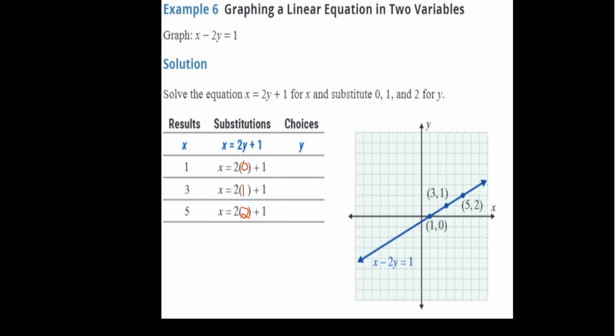Well, this actually is the same as well. We just plug in 0, 1, and 2. Well, we see that we have x be 1, y is 0. We have that point 1, 0. X is 3, y is 1. We have the point 3, 1. X is 5, y is 2. We have the point 5, 2.